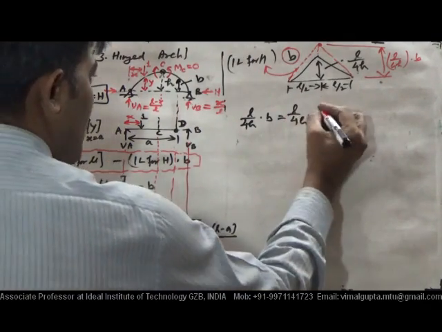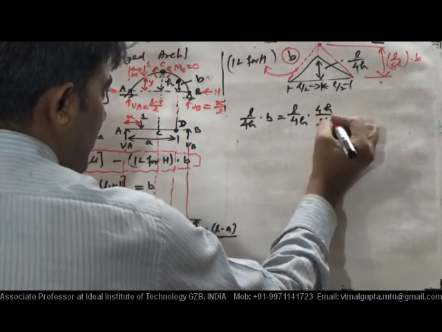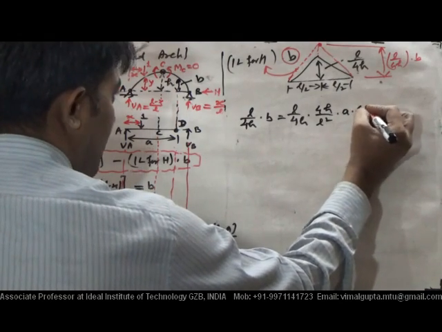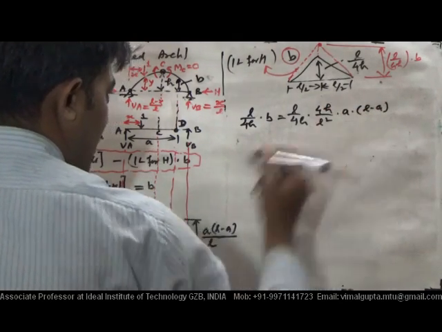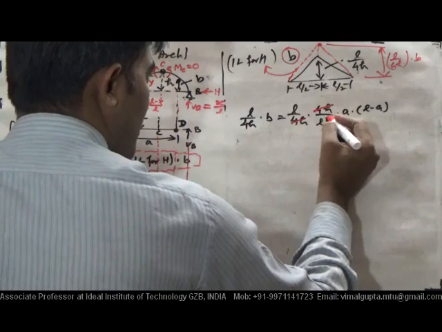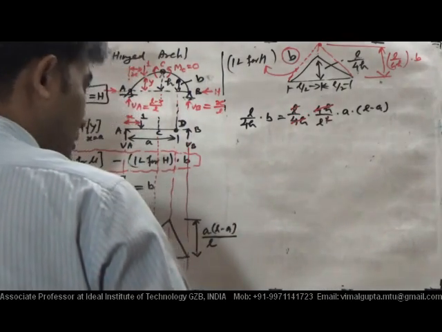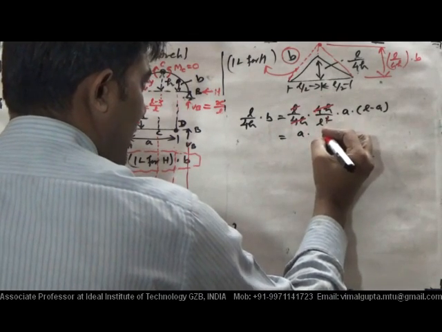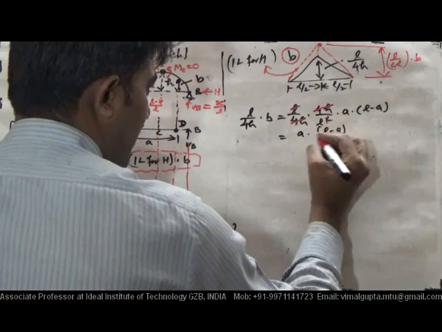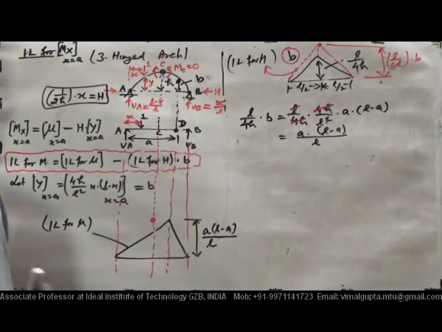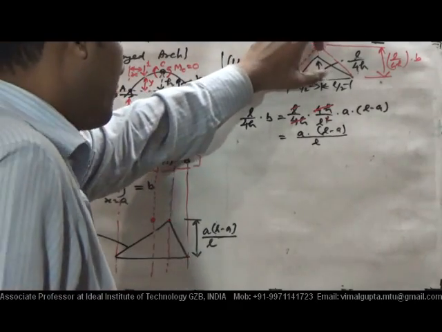So put that value. It is 4H by L square into x, which will be A into L minus A. So some parameters will be cancelled out, this one and this one. What will we get? We will get A times of L minus A divided by L. Okay, so these are the ordinates at the hinge.